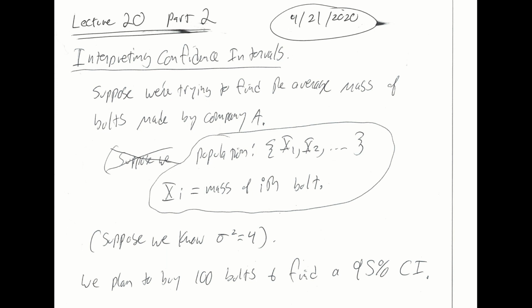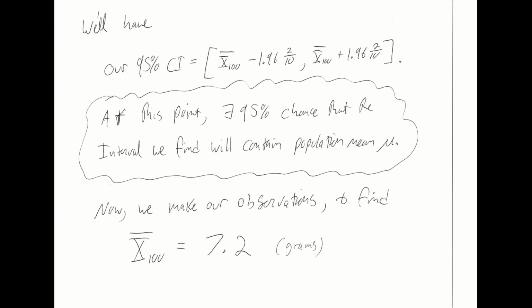So our plan is to buy 100 of these bolts and mass all of them and find a 95% confidence interval for the population mean, for the average mass of all of the bolts this company could ever produce. Based on the work that we did in part 1 of this lecture, our 95% confidence interval is going to take this form. We're going to have the sample mean for our sample of size 100. We'll be subtracting off the 1.96 that corresponds to a 95% confidence interval, multiplying that by our standard deviation, which is 2. We had a variance of 4, so sigma is 2 here. And dividing that by the square root of the sample size. Our sample size is 100, and the square root of 100 is 10.